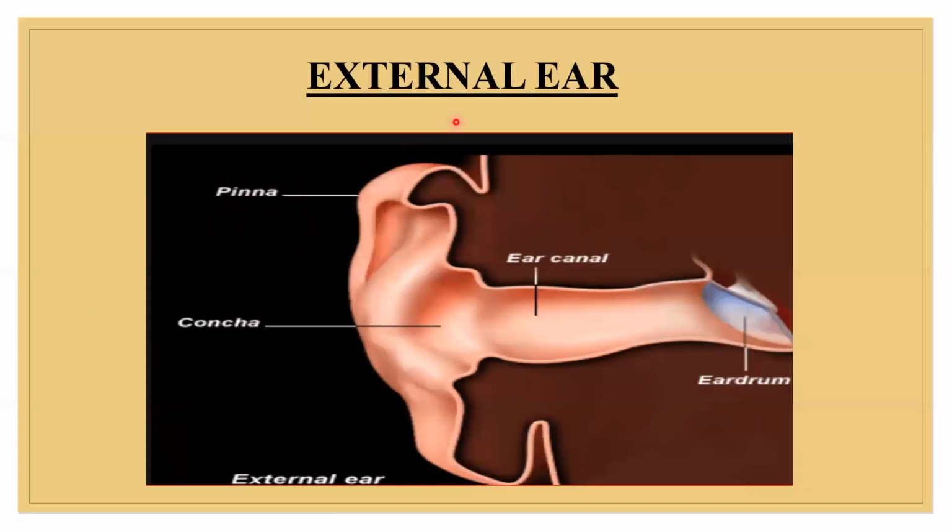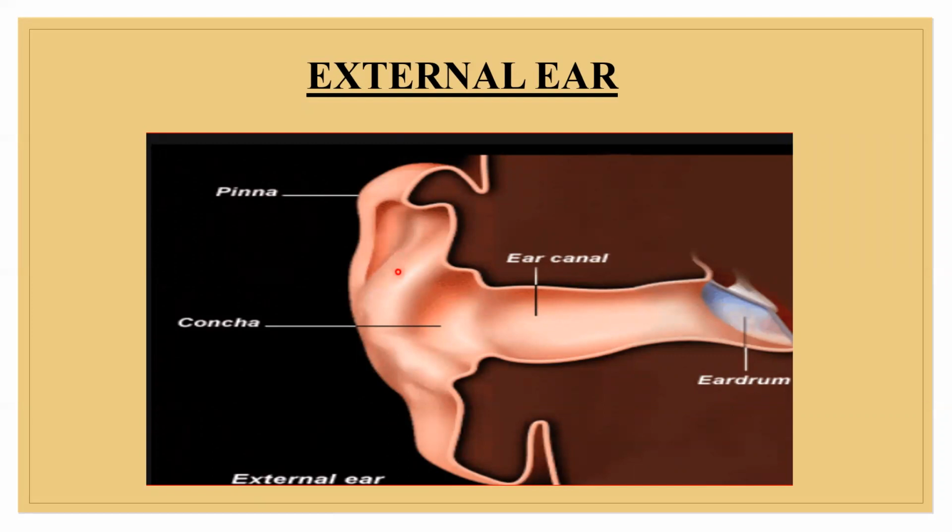External ear. External ear consists of three main parts: pinna, auditory canal, and eardrum. The eardrum is also called the tympanic membrane or tympanum. First of all, we discuss the pinna.